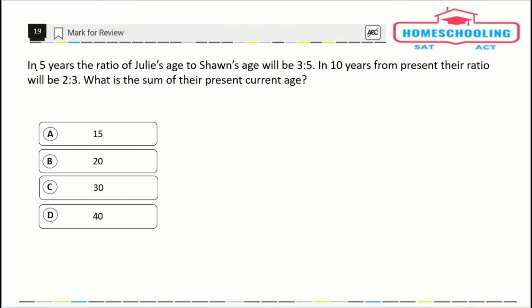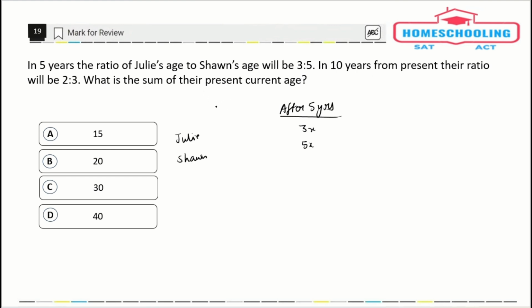So first it was given that after 5 years, the ratio of Julie's age and Sean's age is 3:5. So after 5 years, Julie and Sean's ages are in ratio 3x and 5x.